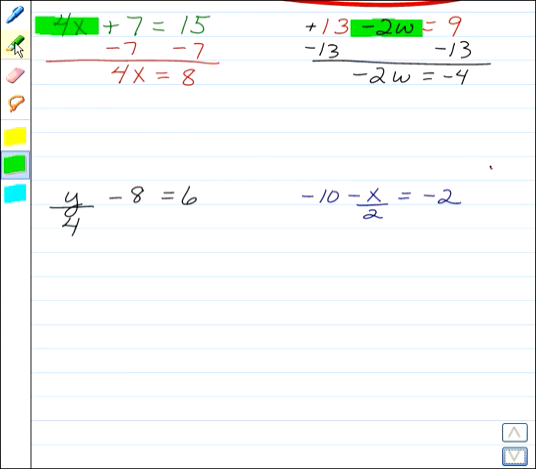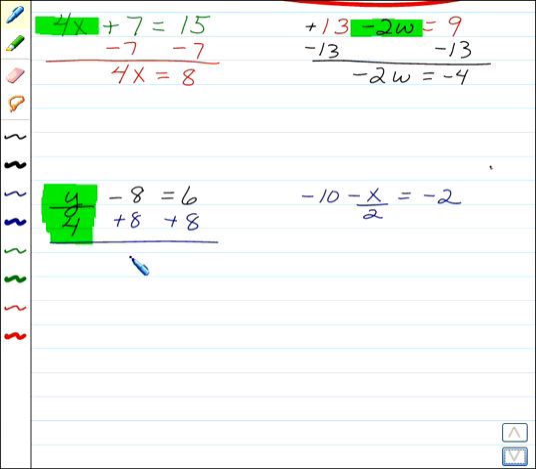Now let's look at the next coefficient and variable. The coefficient and variable is y divided by 4. So what we want to undo is negative 8. Negative 8, the opposite is positive 8. So we now have solved for the coefficient and variable of y over 4 equals 14.